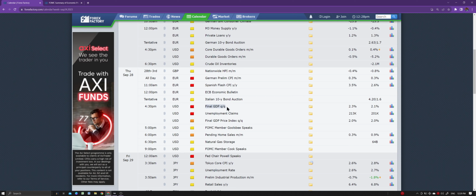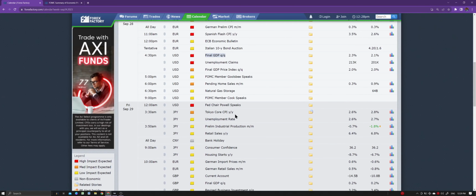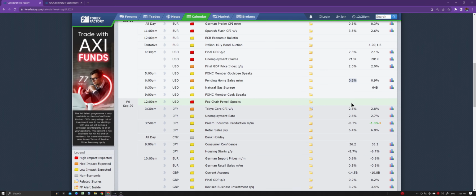Some very important numbers to keep an eye on, and I usually notice with GDP numbers, the commodities market actually reacts quite aggressively. The pending home sales shows you a forecast that it is actually forecasted to go down. Important number you can possibly look at.